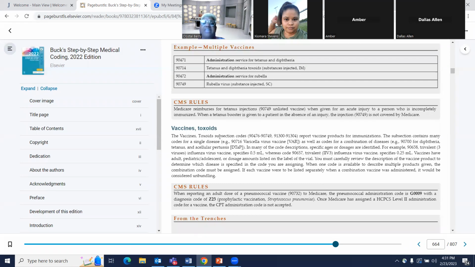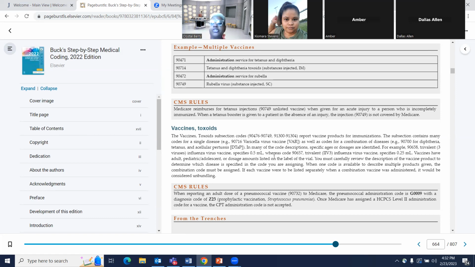So it says vaccine toxoids. The vaccine toxoid subsection codes, here's the code range, report vaccine products for immunizations. The subsection contains many codes for a single disease. Example, 90716 varicella virus vaccine, as well as codes for a combination of diseases. Example, 90700 for diphtheria, tetanus, and acellular pertussis. You know, like all of these vaccines, they'll have the vaccines that you would need, your immunizations you would need to get into school.